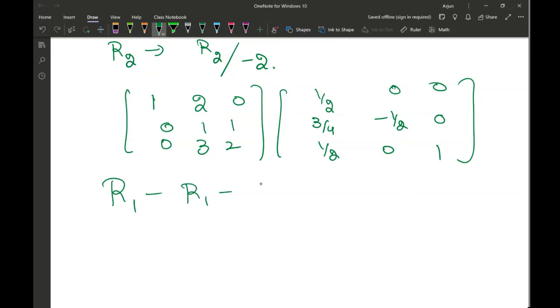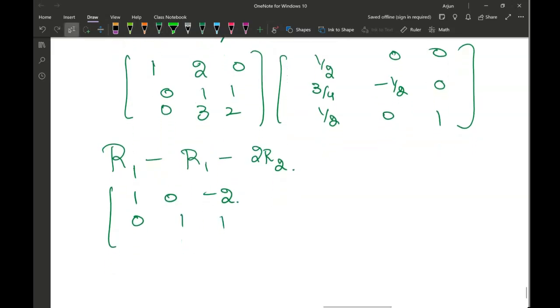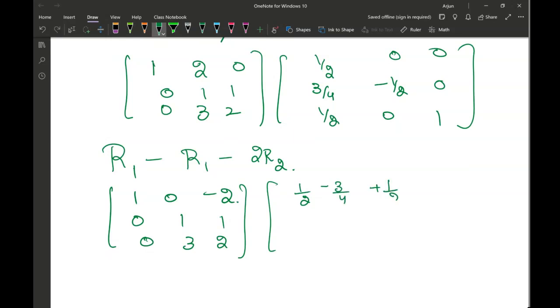So R1 minus 2R2. That's the next operation I'm going to apply. I'm applying the operation on R1 right now, so 1 0 -2. Then 0 1 1 remains as it is, and this is 0 3 2. And here it will be 1/2 minus 3/4. Here it is plus half multiplied by 2. And then 0, and this is 3/4 -1/2 0, and this is 1/2 0 1.